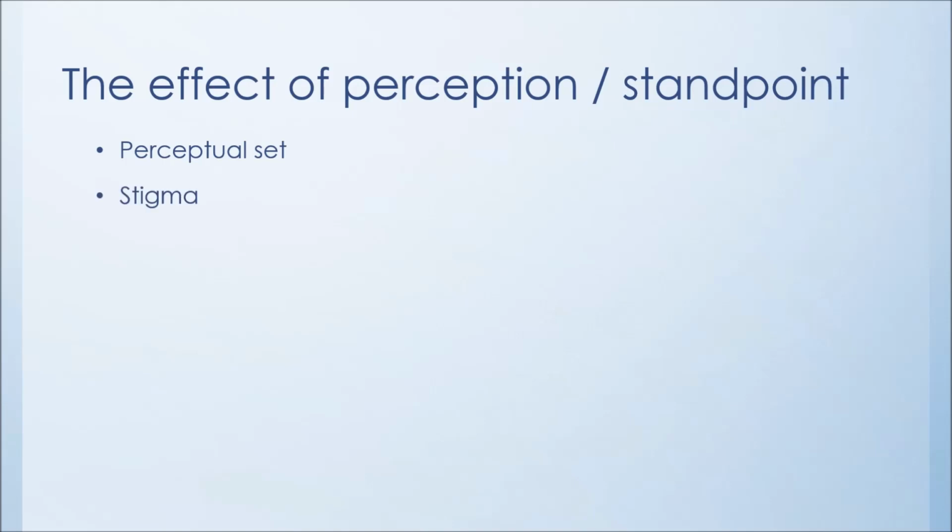Stigma is a kind of collective perceptual set. Stigma happens at the cultural level. An example would be 100 years ago, smoking was considered glamorous. Nowadays, smoking in public places is usually frowned upon in North American culture. So we would say that smoking is stigmatized.